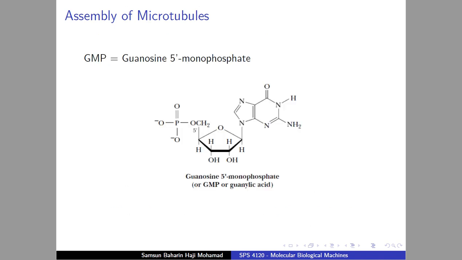Okay, and the assembly of this microtubule uses this guanosine 5 monophosphate. These are the tubulin, one of the tubulin. You can see that it will do this binding again and again, minus and plus side, so it becomes the microtubule. Okay, so this is the production of microtubule.